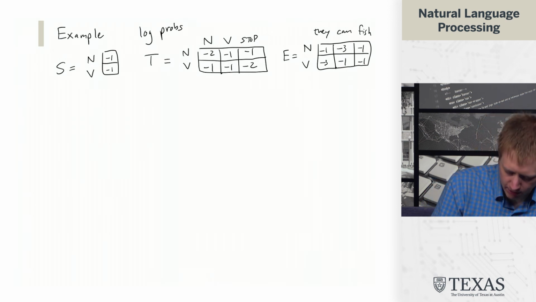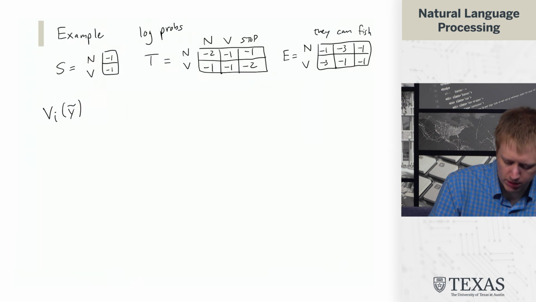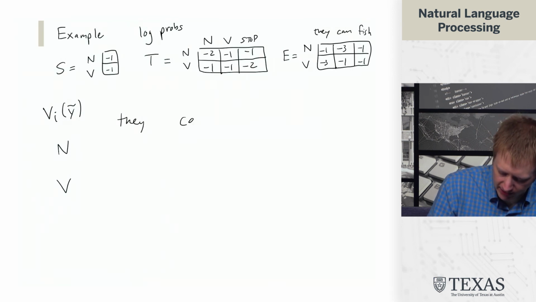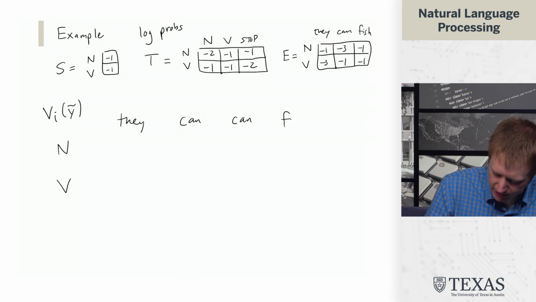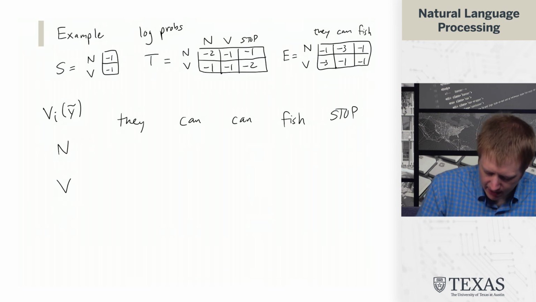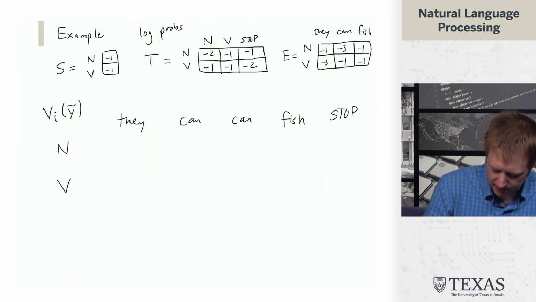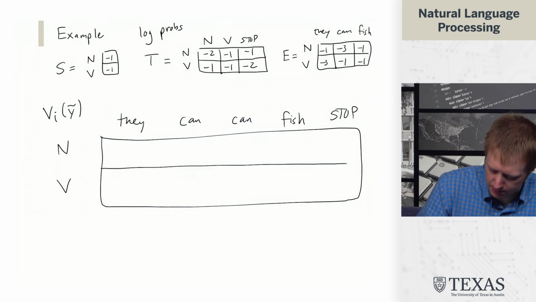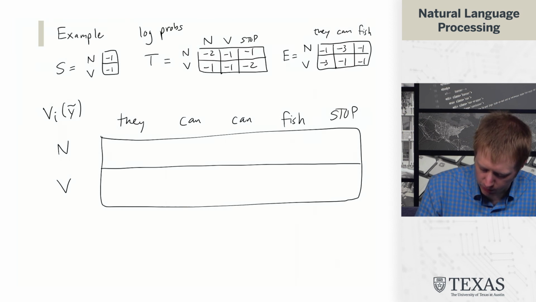All right, and so what we do is we define our chart V. I'm going to write V_i of y-tilde here. It's a little bit overloaded with the verb tag. And we're going to do the following sentence: They can fish, meaning they can put fish in cans, right? And then we're going to have this extra kind of column, I guess, for the stop symbol. And we're going to think about basically transitioning to a kind of special state there.